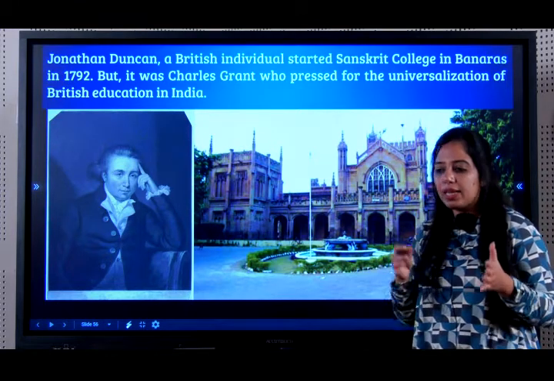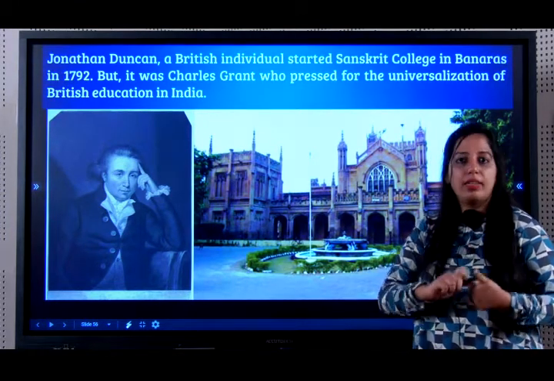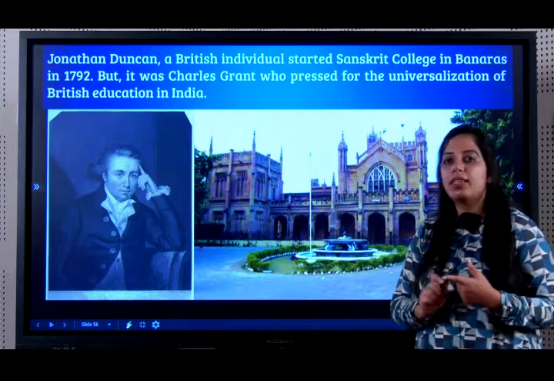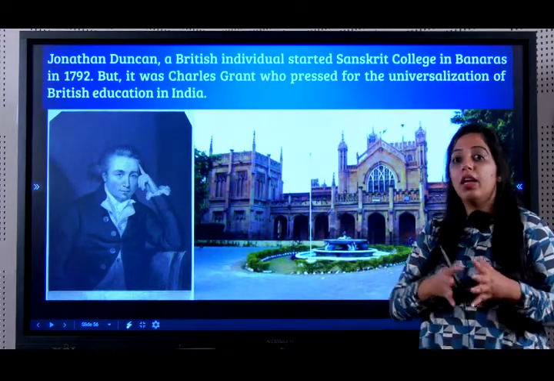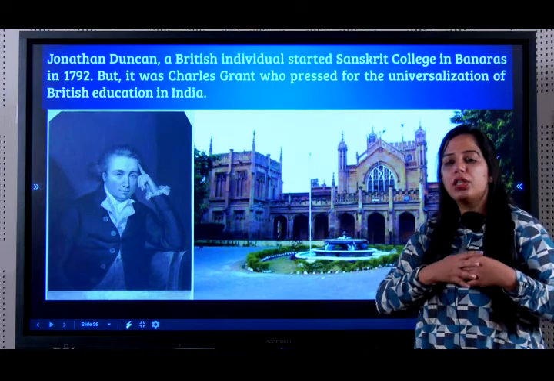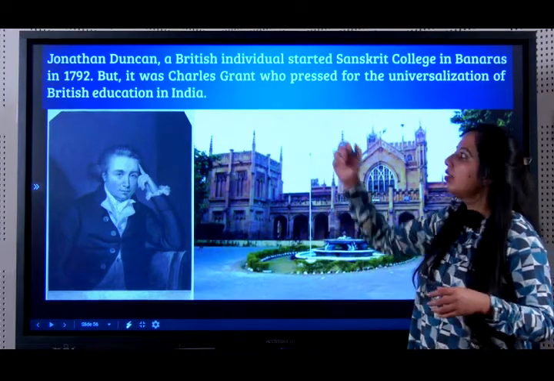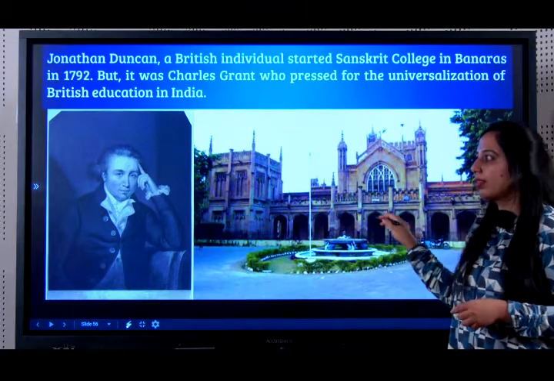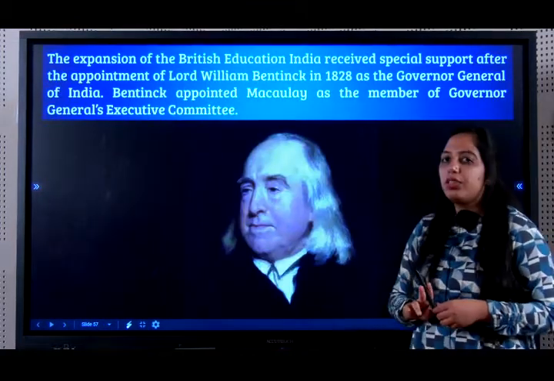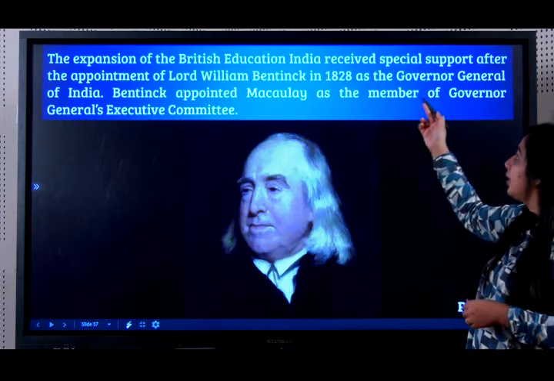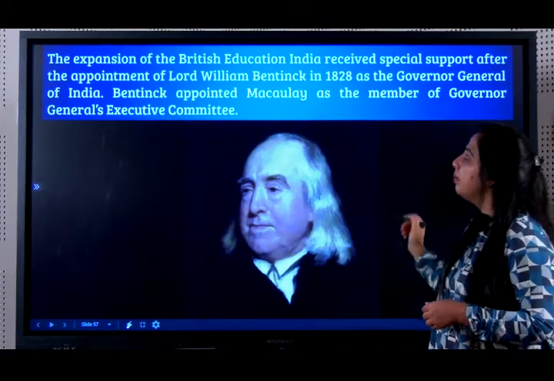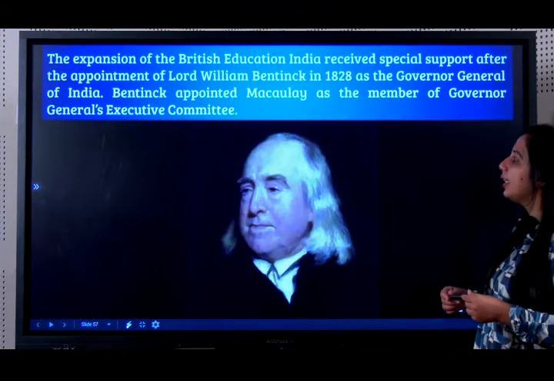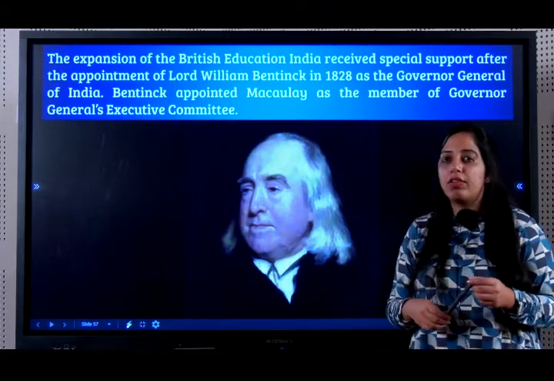So if you see, until now Warren Hastings supported Calcutta Madrasa and Jonathan Duncan supported a Sanskrit college. It is still traditional learning. But who said we want British education in full India? It was Charles Grant. The expansion of British education in India received special support after the appointment of Lord William Bentinck in 1828 as Governor General of India.